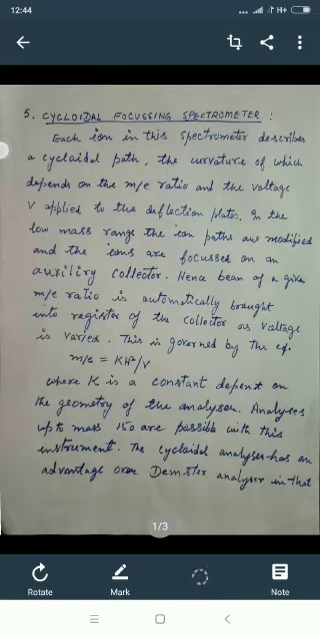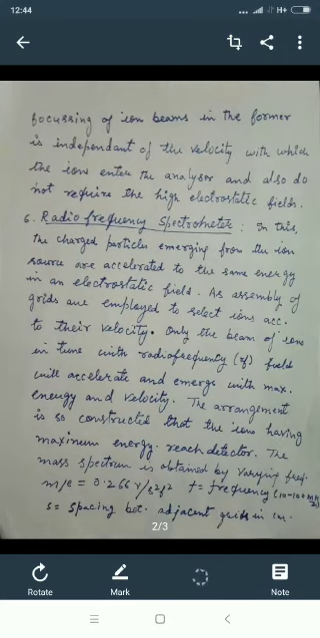The cycloidal analyzer has an advantage over the Dempster analyzer in that the focusing of the ion beam in the former is independent of the velocity with which the ions enter the analyzer, and it also does not require high electrostatic fields.